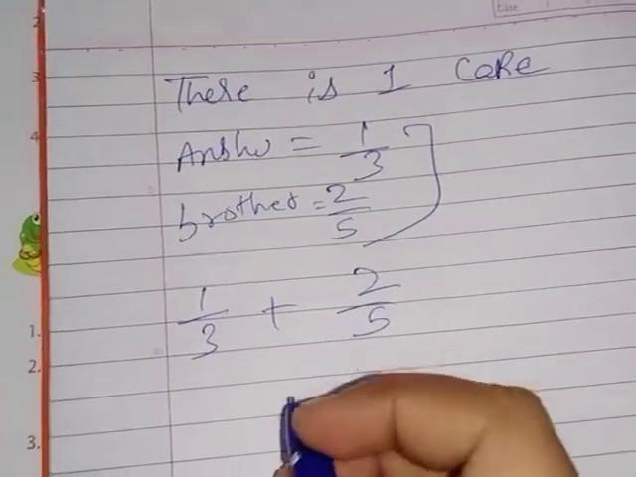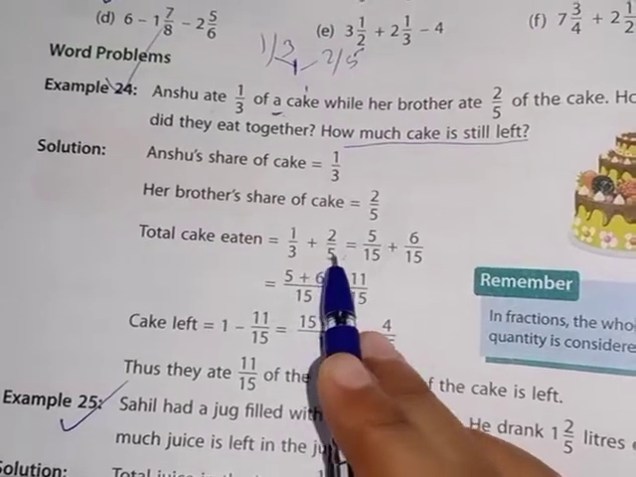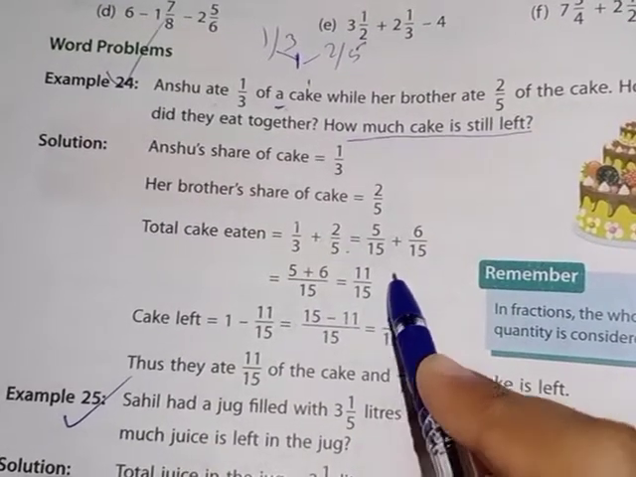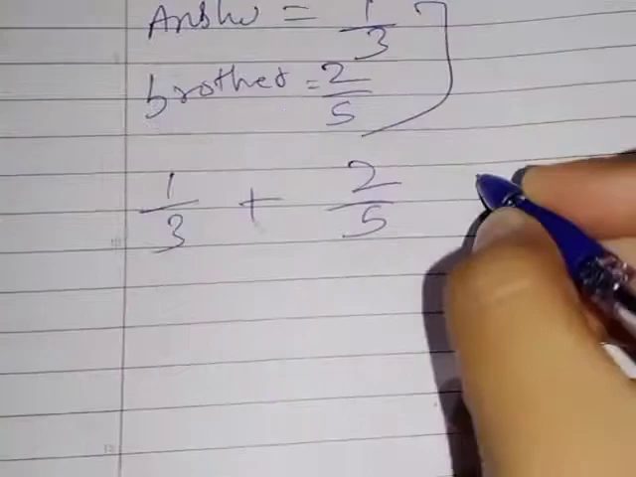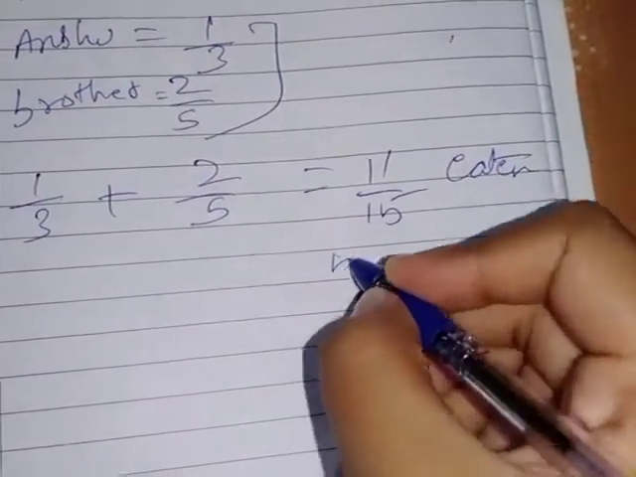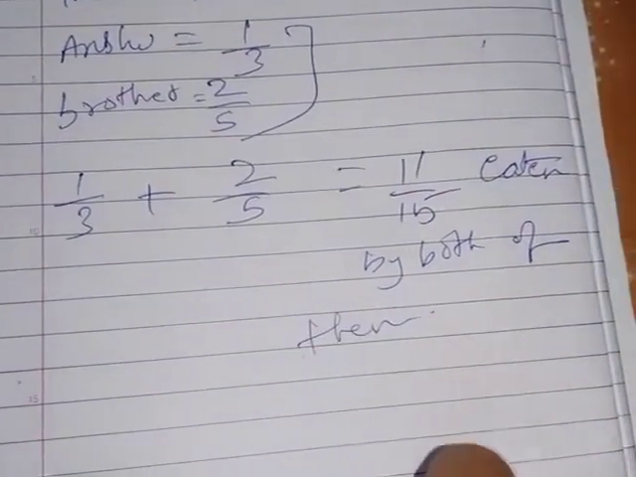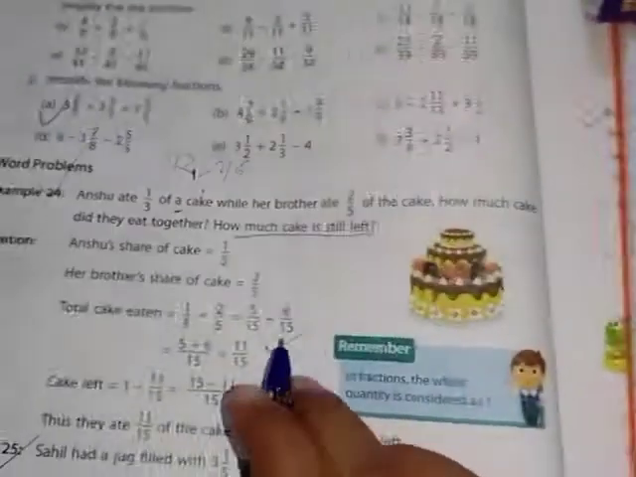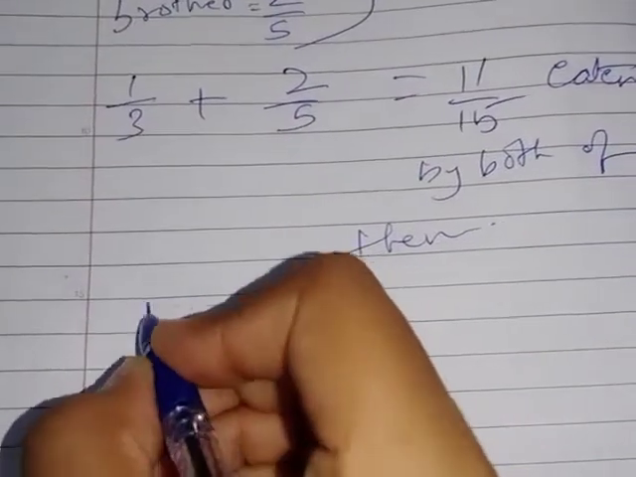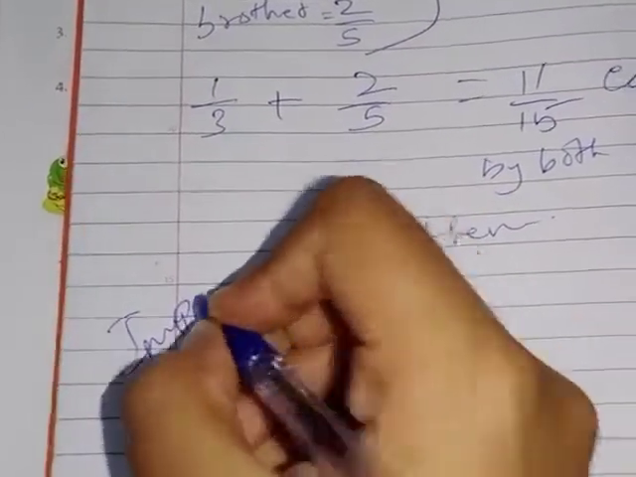Taking the LCM and solving, you can see from here only. 1/3 plus 2/5, LCM of 3 and 5 will be 15. So you will get here 11/15. This 11/15 is the cake eaten by both of them. Okay, this 11/15 is the cake which is eaten by both of them. Now it is asked here how much cake is left. For such left cake, what we will do? 1 minus 11/15. This is the important point.